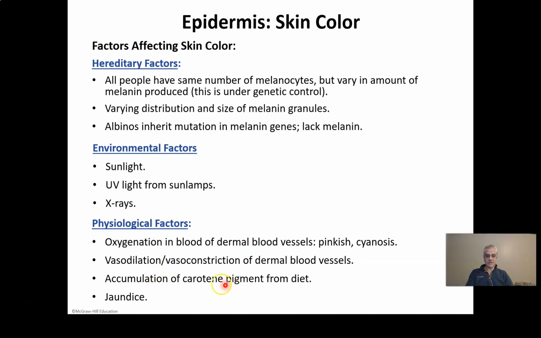Now you also see accumulation of keratin. If you eat a lot of carrots, you will absorb keratin from the carrots, and that turns your skin a slight orangey color. Jaundice is another condition where you will get a buildup of waste products in the body, and jaundice will make the skin appear more yellow, a yellowish appearance to it.